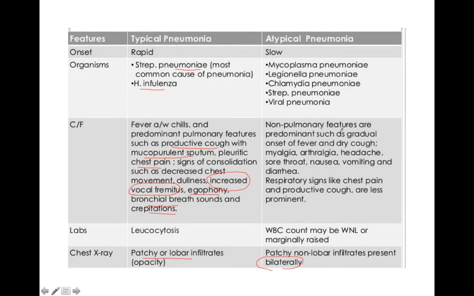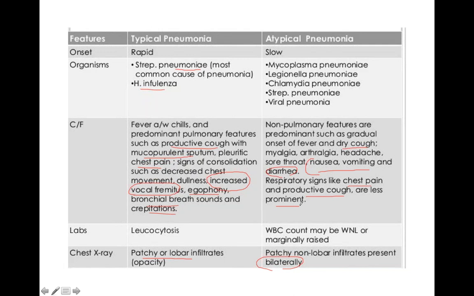In case of atypical pneumonia, the patient will have a slight fever and dry cough, and also myalgia, arthralgia, headache, nausea, vomiting, and diarrhea. These are non-specific features seen in Legionella pneumonia and other pneumonias. Chest pain and productive cough are less prominent in atypical pneumonia.